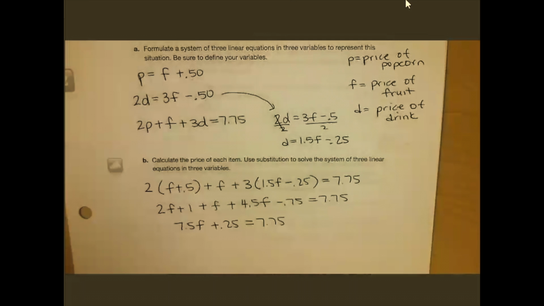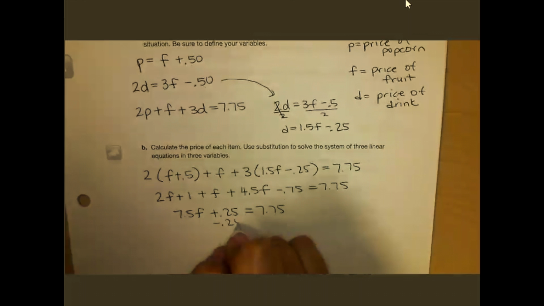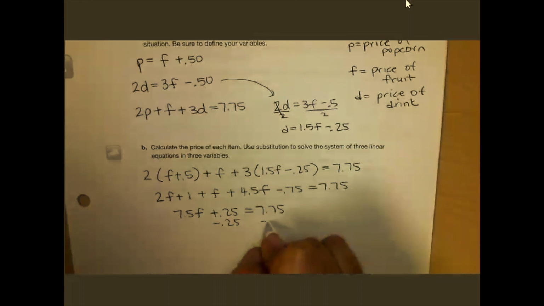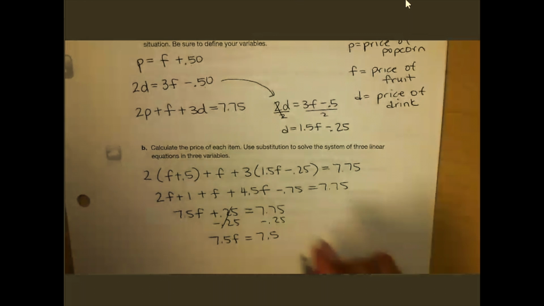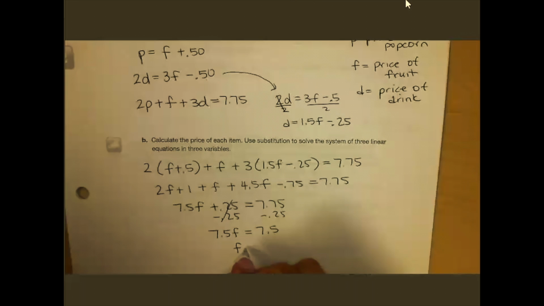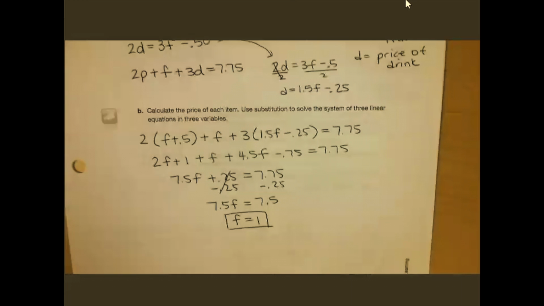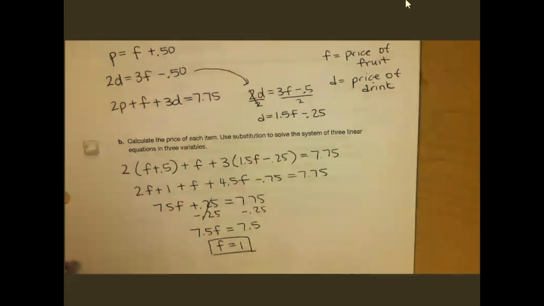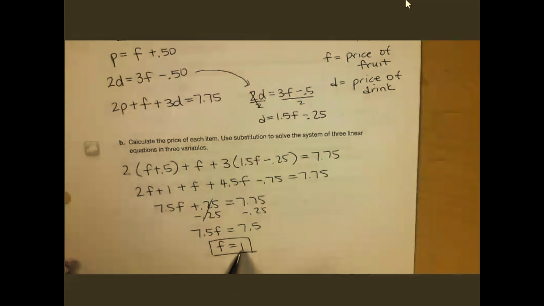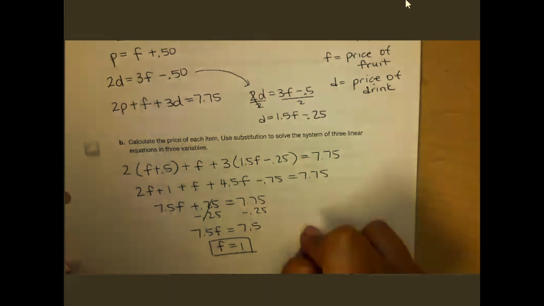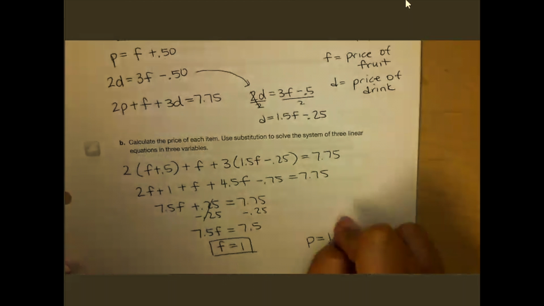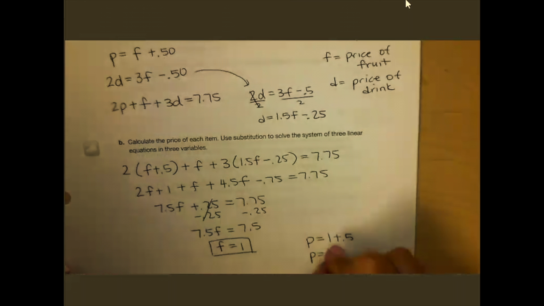We're solving for that F, so we want to subtract 0.25. That gives us 7.5F is equal to 7.5. So F is 1. We figured out the fruit is $1. Once we have one of them, remember you can go back and plug them in to get the others. In fact, you have to do that. So I'm going to take that F of 1 and I'm going to plug it in right here to get that P value, which is the price of the popcorn. So P is equal to 1 plus 0.5. So our popcorn is $1.50.